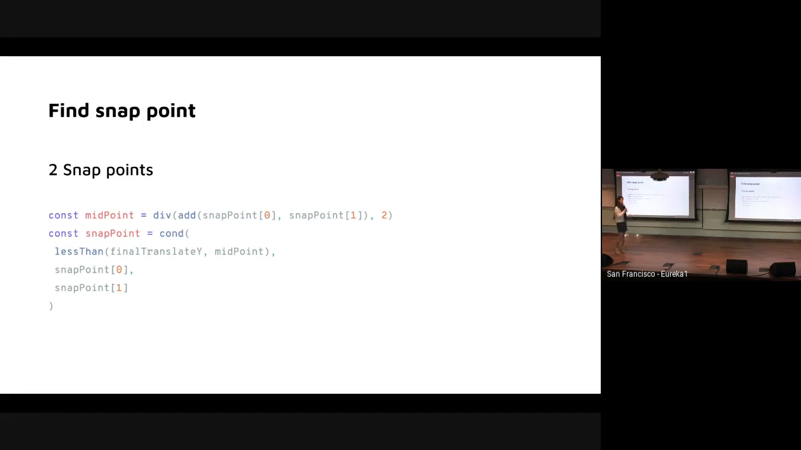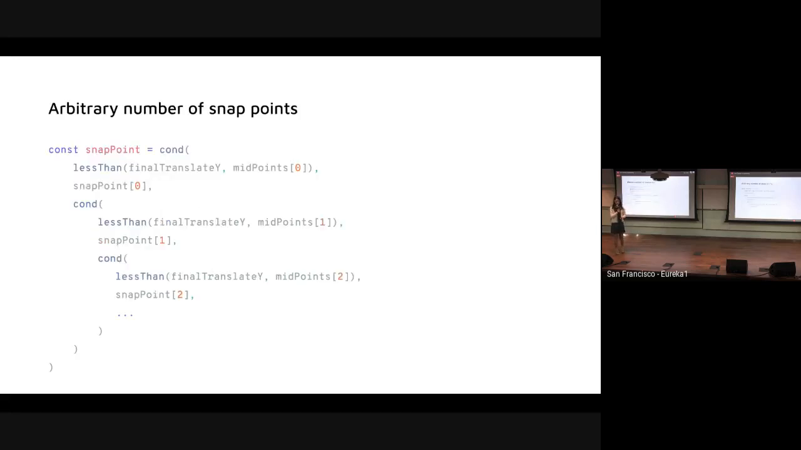We find the middle point, and we compare our gesture final translation y, if that is above the middle point or below the middle point. So above the middle point would be less than, and below the middle point will be greater than. And it gets really tricky when we want to do an arbitrary number of snap points, especially with this API.